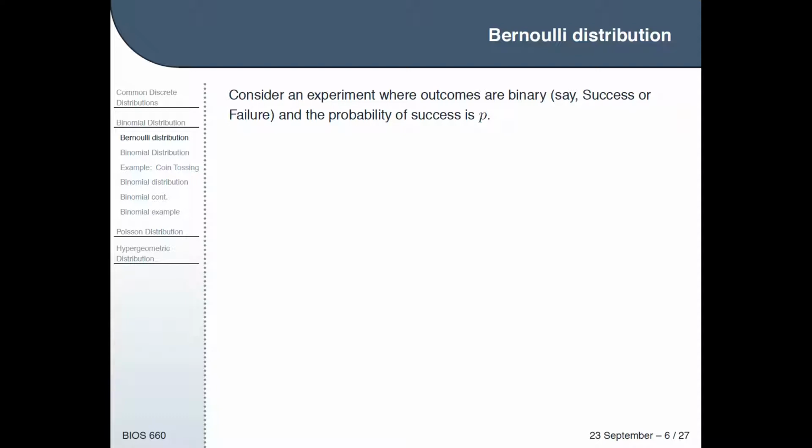Or you could roll a die and say that an even number is a success and an odd number is a failure. Or you could say that you do a telephone interview and ask them which candidate they're going to vote for. Candidate 1 is a success, candidate 2 is a failure, whatever the case may be.